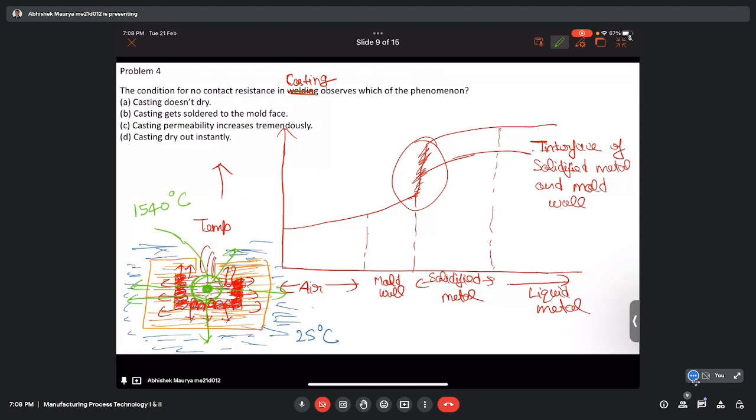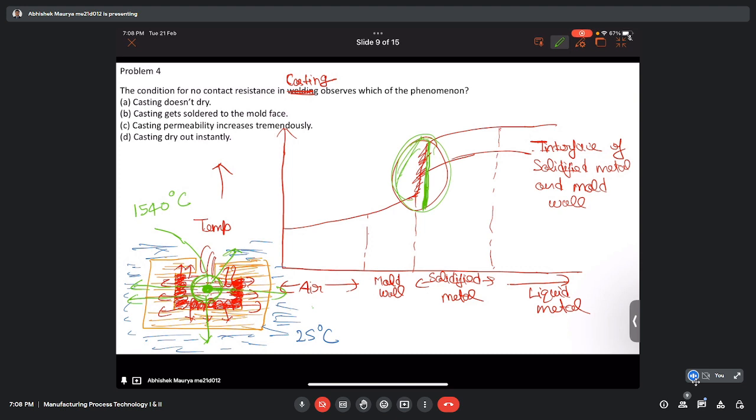So when heat starts from the center, it will move within the liquid, and that is driven by the conductivity of the liquid material. After that, some molten metal has solidified. It will face different resistance within the solidified metal. After that, there will be a region between the solidified metal and the mold wall, which is here. If you closely see, there will be a little gap.